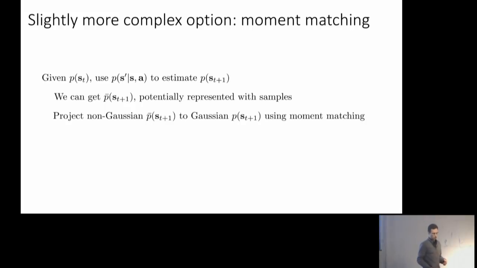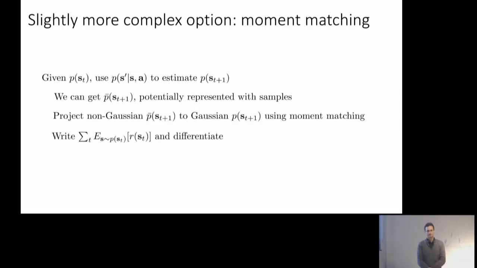But then you project this non-Gaussian P bar of ST plus 1 to a Gaussian P of ST plus 1, or some other nice convenient distribution. It doesn't have to be a Gaussian, but whatever nice parametric class you want. And the projection is just done with moment matching. And then you write down the expected reward under the state marginals of all the time steps and differentiate. So this is a different way to use uncertainty. This one actually tries to explicitly maintain a distribution over every single time step, whereas the one on the previous slide relies entirely on sampling. And both of them can work in different cases.